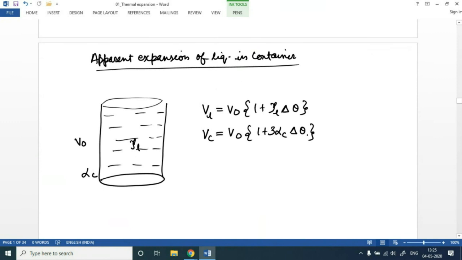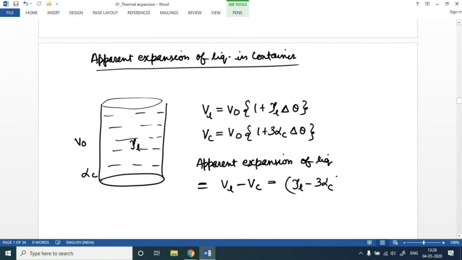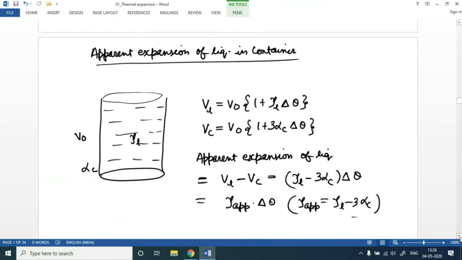So now you see the apparent expansion of the liquid here will be nothing but whatever volume of the liquid will overflow from this container, and that would be VL minus VC, and that will turn out to be gamma L minus 3 alpha C into delta theta, and I will write it as gamma apparent into delta theta, where you should realize that gamma apparent, which is the apparent coefficient of volume expansion of the liquid, is nothing but gamma L minus 3 alpha C. So that was one of the interesting things.